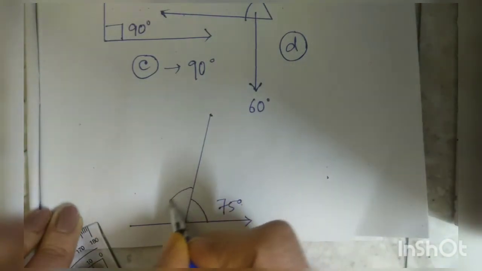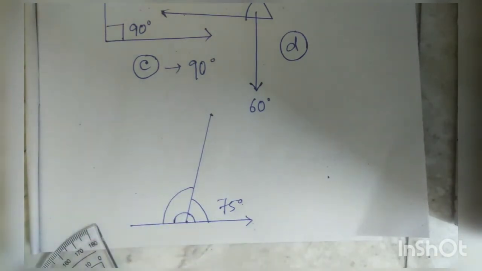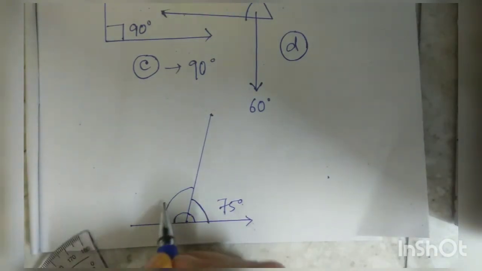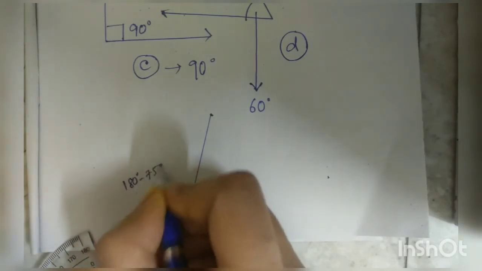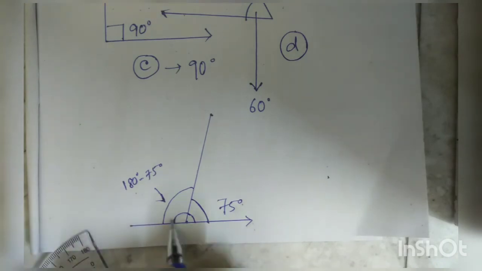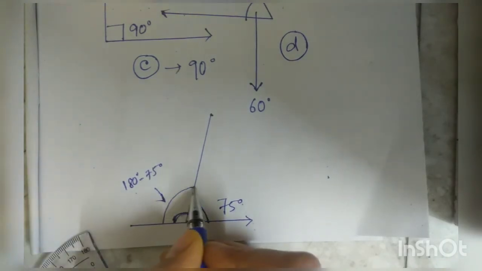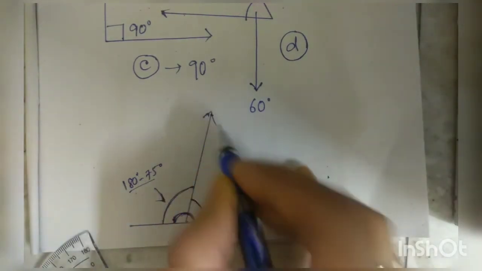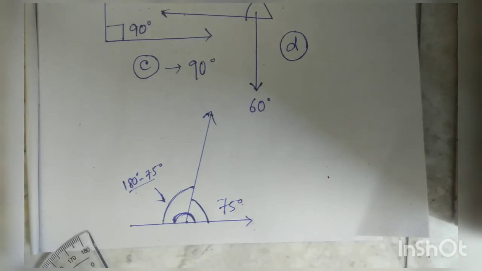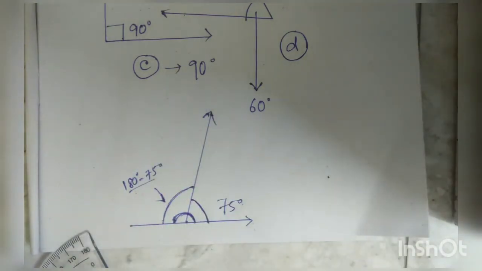Now what will be the value of this angle? Obviously this one is completely 180 degree. If this one is 75 degree, so this one will be 180 degree minus 75 degree. This one is a straight angle, 180 degree angle. This one is 75, so the remaining one will be 180 degree minus 75. In this way we can understand which one is which one. Now see which angle is which one. Okay, what are the values of the different angles.